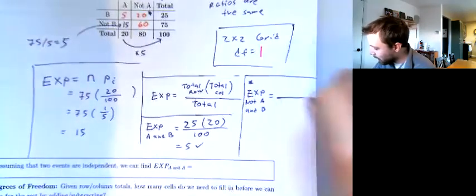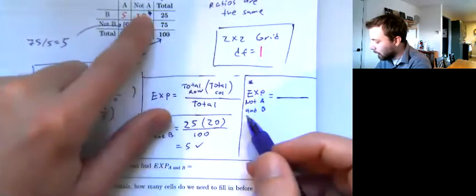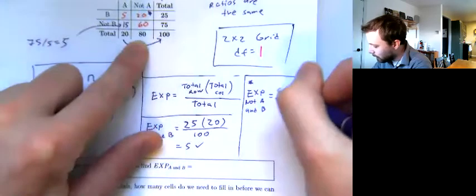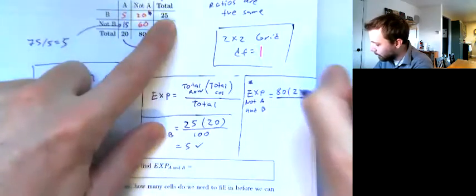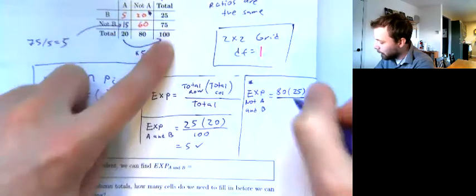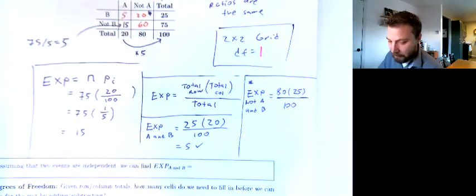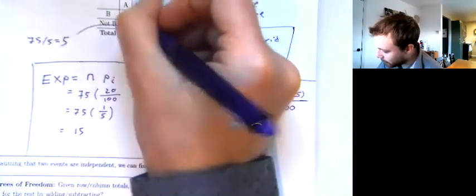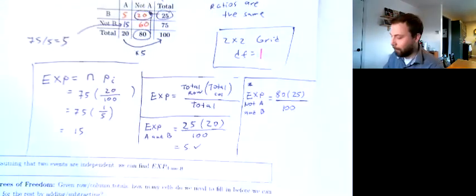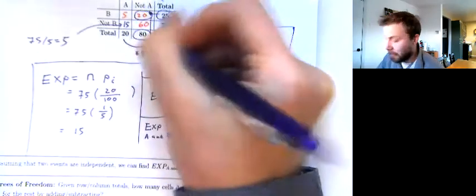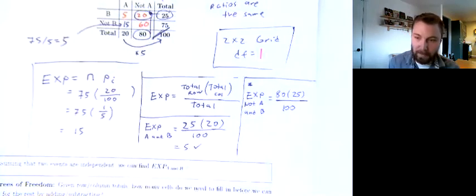So I am going to take the total for not A. Total for not A is 80 there. The total for B, that's 25. And I'm going to try dividing this by the overall total in the corner. So what I appear to be doing here is it looks like I am just taking the outside totals and multiplying them, and dividing by the number that I have in the lower right hand corner. Let's give it a go.